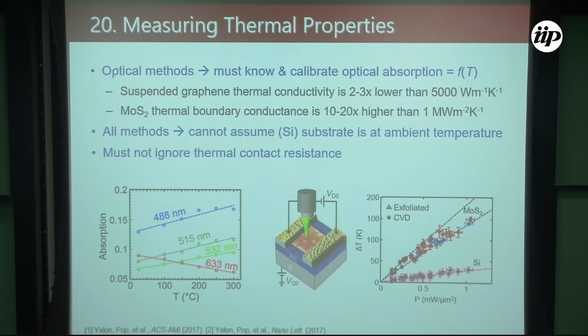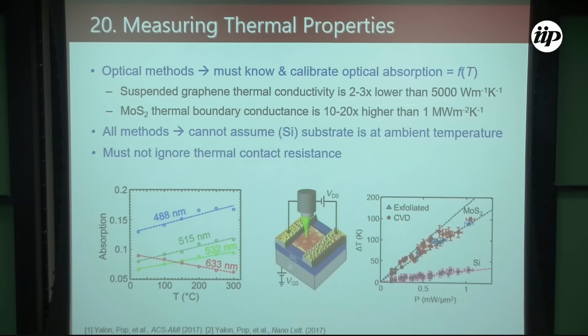One is optical methods. In the optical methods, you really need to know your optical absorption. If you're doing Raman, if you're doing optical absorption measurements, usually Raman is what people use. If you don't know your optical absorption, especially as a function of temperature, you're going to publish stuff like the graphene thermal conductivity is 5,000, which we now know is actually incorrect, as was discussed yesterday. The true number is probably a factor of 2 to 3 lower for non-isotopically pure suspended graphene.